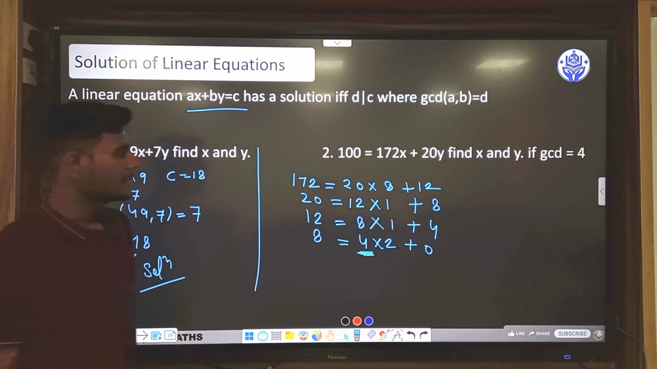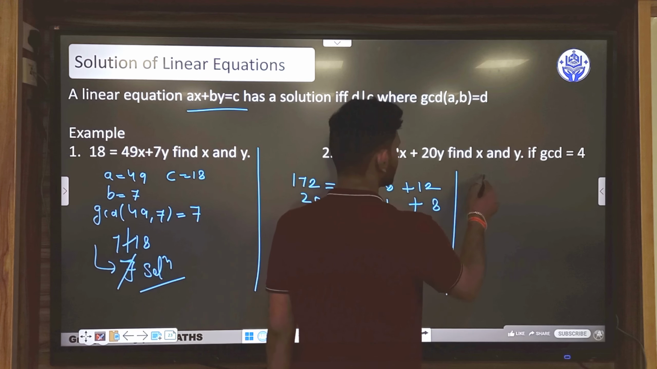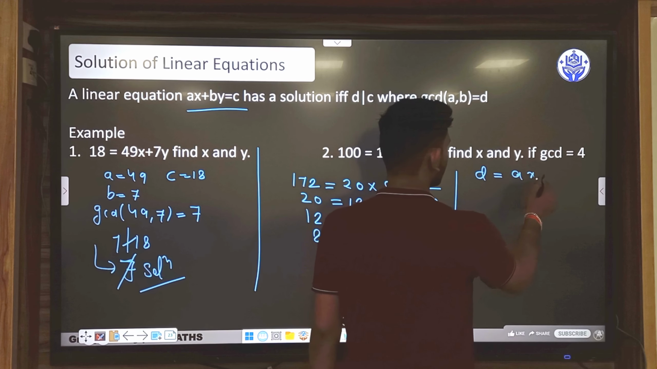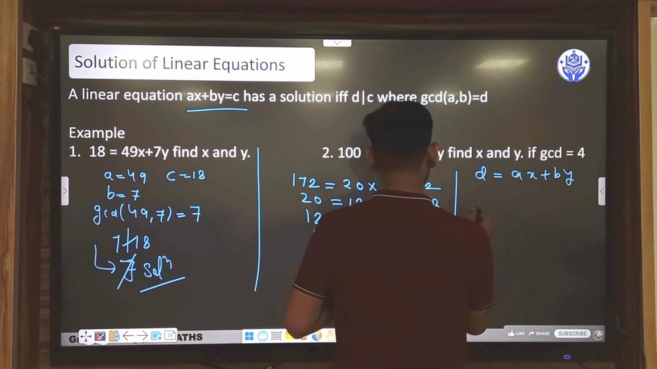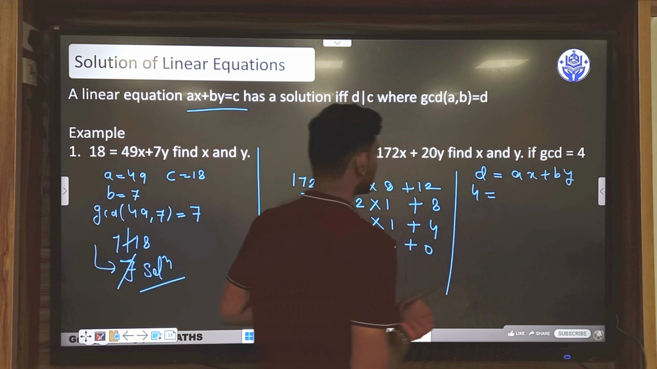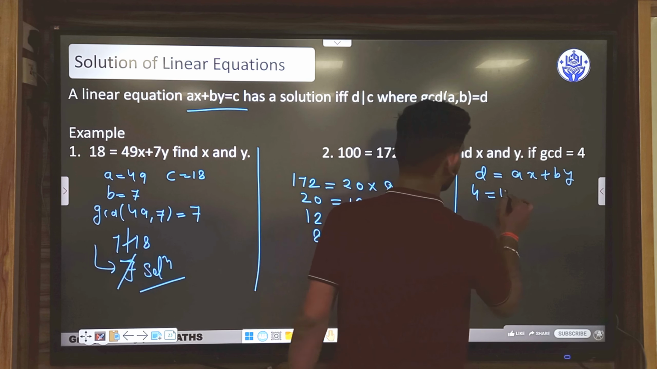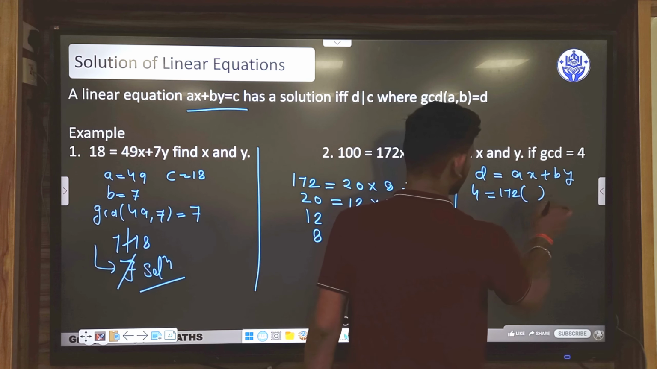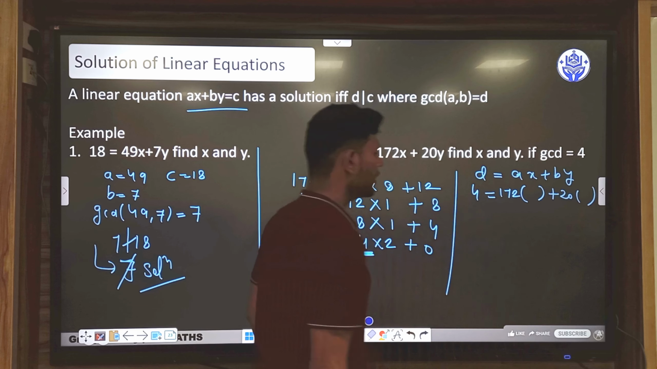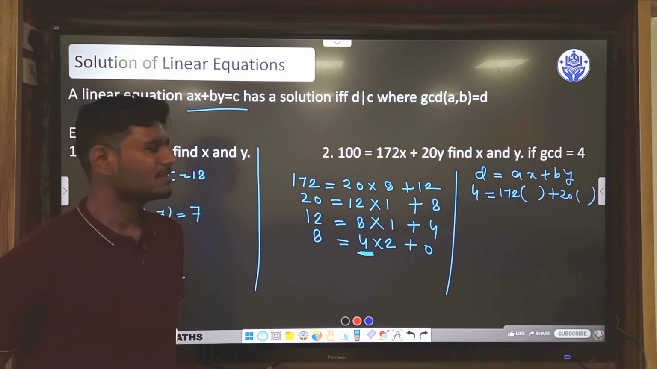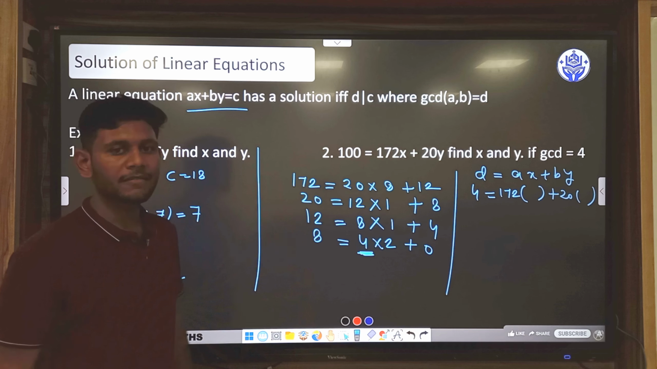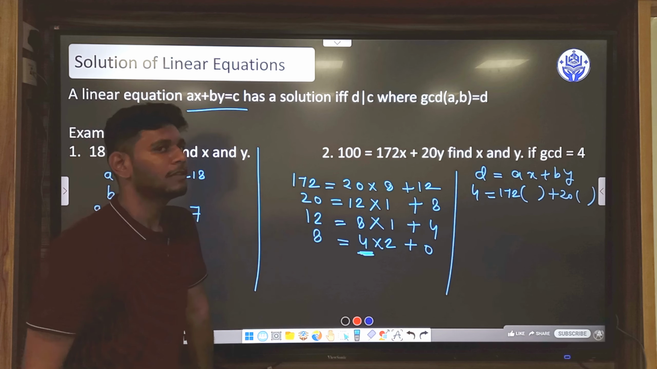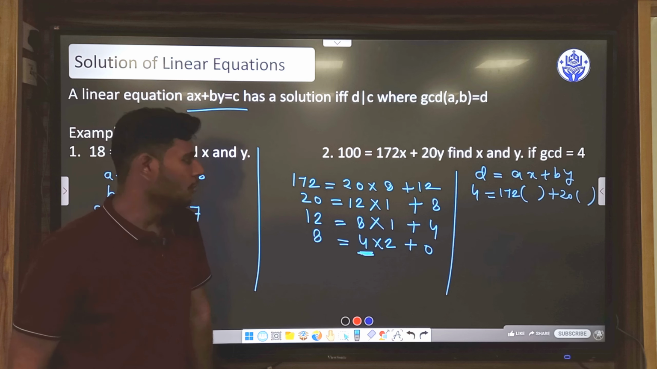Now from here, can I find like this? Now what is the result? That d is equal to ax plus by. Now what is d? That is 4. Now what is a here? a is 172 into something here, and next is 20 into something here. Can I make this form as 4? It is very difficult to assume, and very difficult to think what value will be suitable for this. So to avoid that, you have to just replace this x and y here.